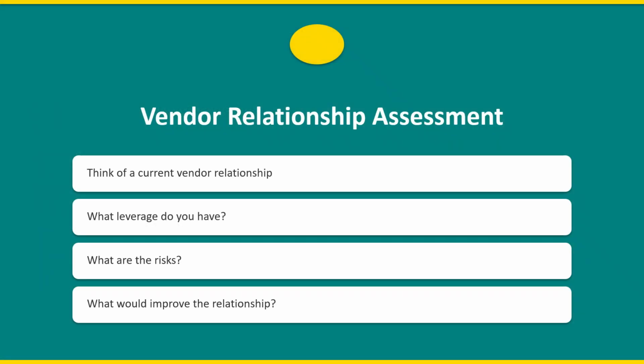Let's apply this. Think of a current vendor relationship in your work. What leverage do you have? Payments, future business, alternatives. What are the risks? Where might they fall short? How would you respond? What would improve the relationship? Better communication, clearer expectations, partnership behaviors. This assessment helps you see your vendor relationships more clearly and identify improvements.